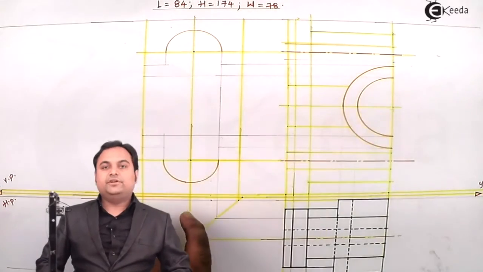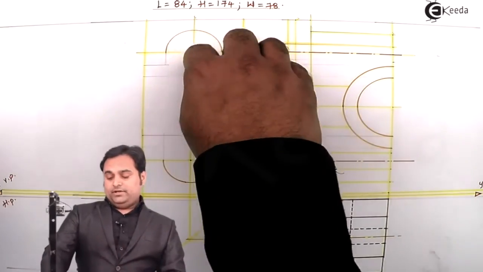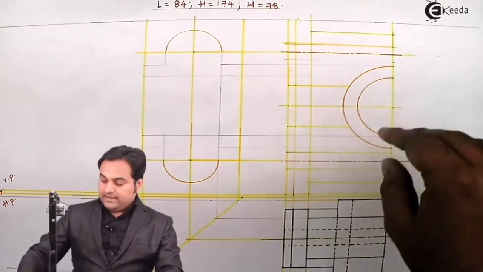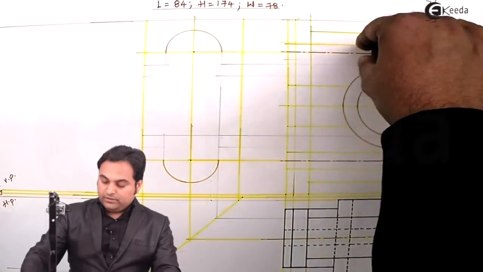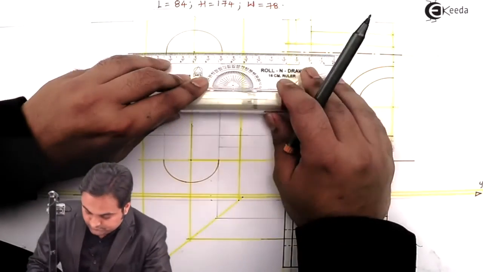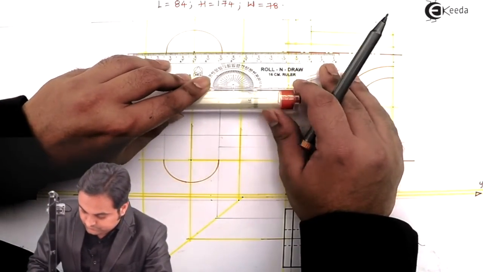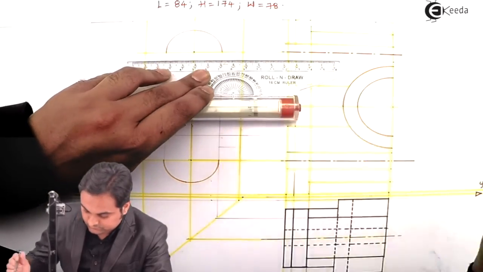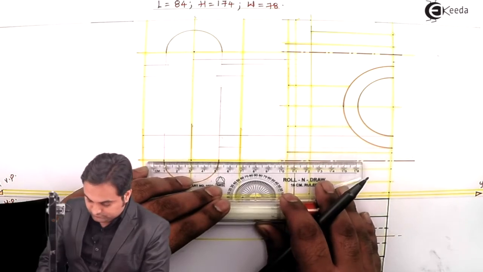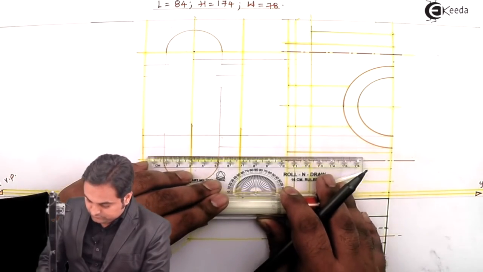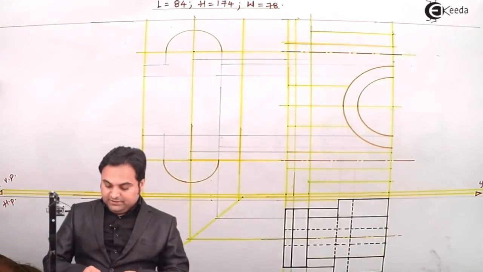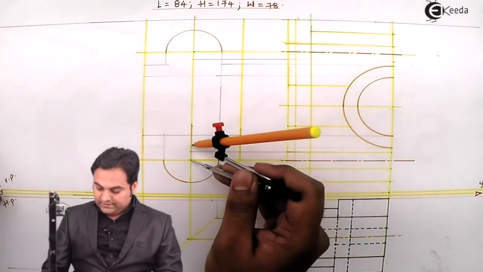Then after drawing it light, here inside both the semicircles there are circles of diameter 16 mm. I'll get the radius from the front view. Center is already there with us. So here are the centers and the radius. I'll draw the light circle first.